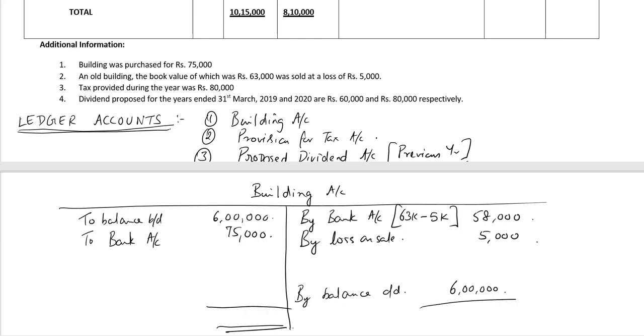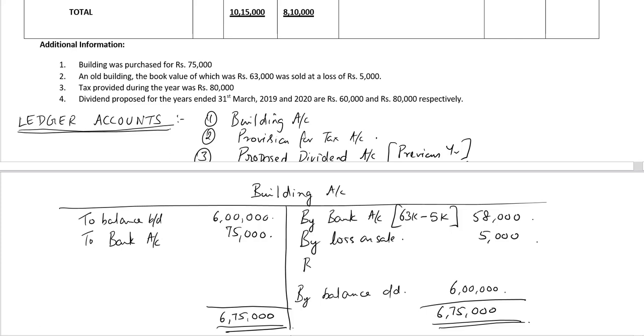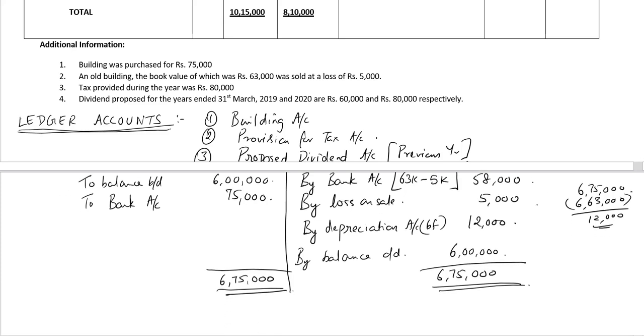The balancing figure will be depreciation. The debit side total is greater, 6,75,000 rupees. And the balancing figure by depreciation account is 6,75,000 minus 6,63,000 rupees, which comes up to 12,000 rupees. Depreciation is 12,000 rupees. So the building account is complete. We'll move on to the provision for tax account.